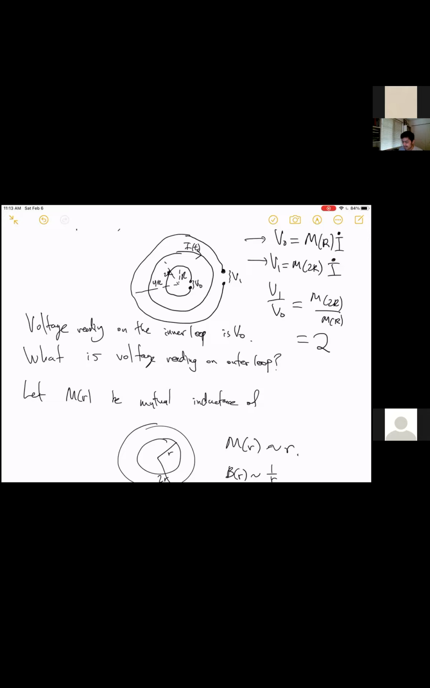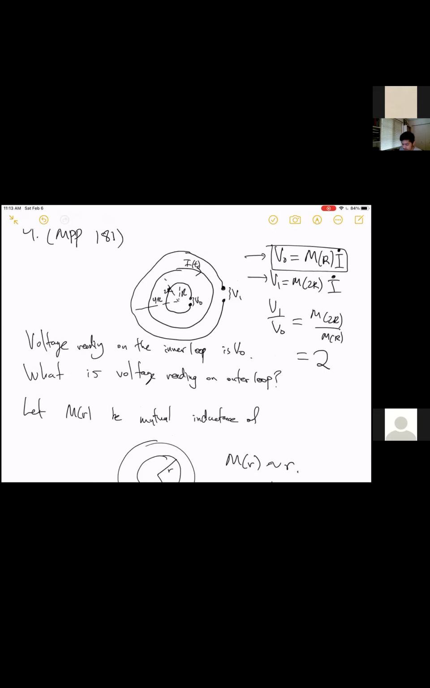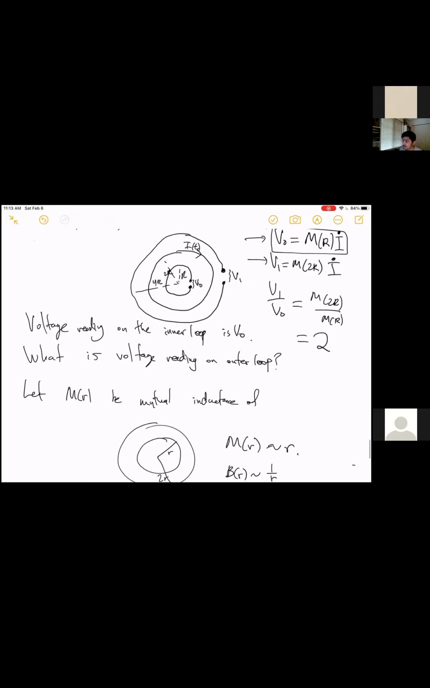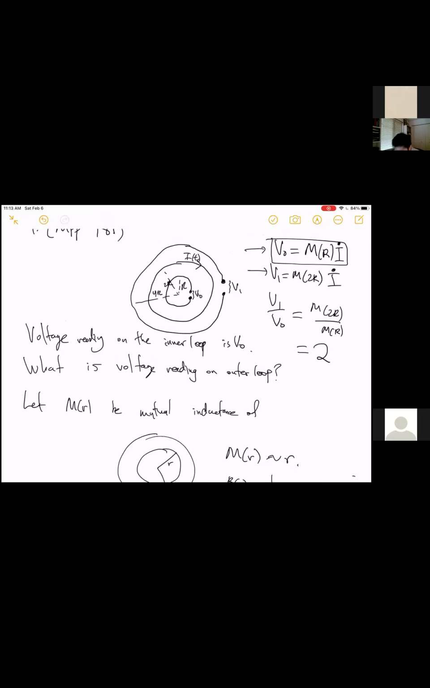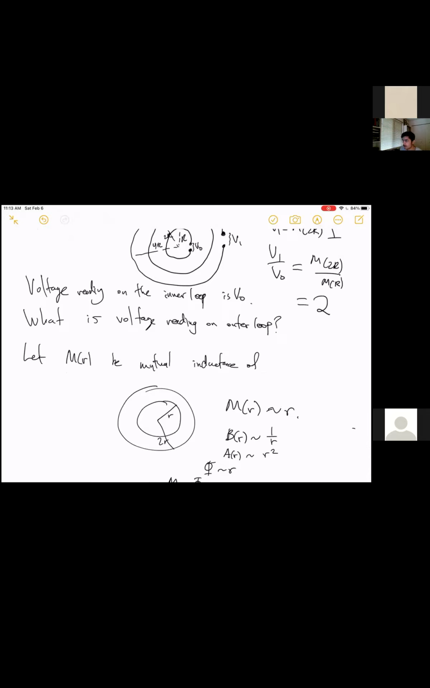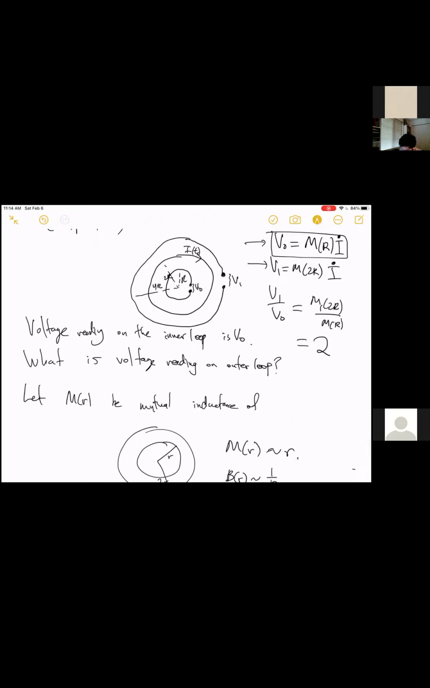In this equation over here, we have a current flowing through the middle loop and it's causing a voltage in the inner loop. And in the other case, you have a current flowing through the middle loop and that causes a voltage in the outer loop. If we didn't have symmetry of mutual inductance, we'd actually have two different mutual inductances: one for a current through radius R causing a voltage in radius 2R, and the other for a current in radius 2R causing a voltage in radius R. Those would be separate, M1 and M2, and we would get something like M1 of 2R over M2 of R, and we wouldn't be able to say anything. But since mutual inductance is symmetric, those two quantities are the same, and therefore this proof is able to work.